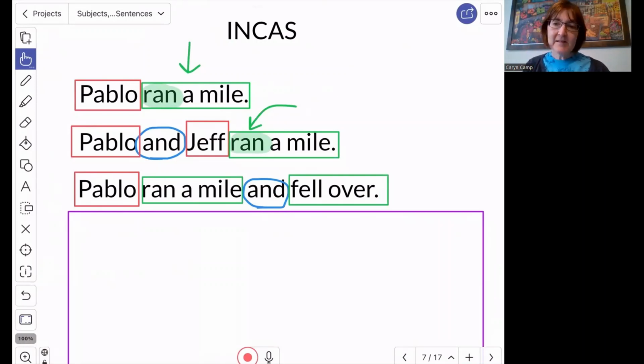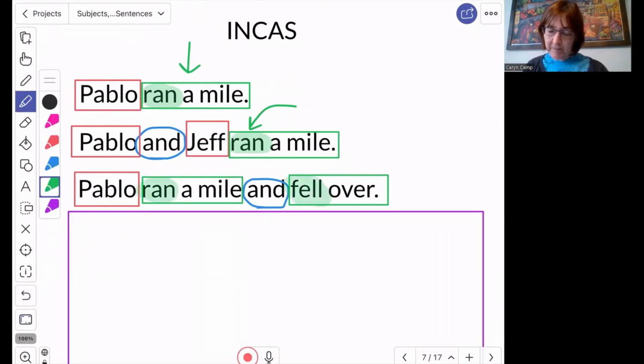Now we're going to find there's 2 predicates, right? It's a compound predicate, but each one we've put a box around the complete predicate. There's 2 complete predicates, but now we're going to find the simple predicate in each one. And remember, that's the verb. So we have ran and we have fell. So ran and fell are the 2 simple predicates. They are the 2 verbs.